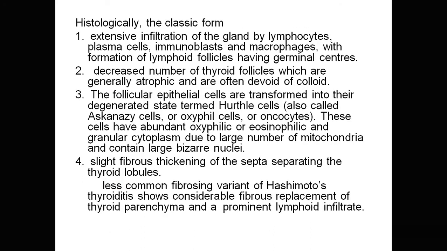Histologically, there is an extensive infiltration of the gland by lymphocytes, plasma cells, immunoblasts, and macrophages, with formation of lymphoid follicles having germinal centers. Plus, there is a decreased number of thyroid follicles, which are generally atrophic and devoid of colloid. The thyroid follicular epithelial cells are transformed into a degenerated form called Hurthle cells, or oncocytes, which have abundant mitochondria and abundant eosinophilic granular cytoplasm. There is a slight fibrous thickening of the septa separating the thyroid lobules. This is called the fibrosing variant of Hashimoto's thyroiditis.